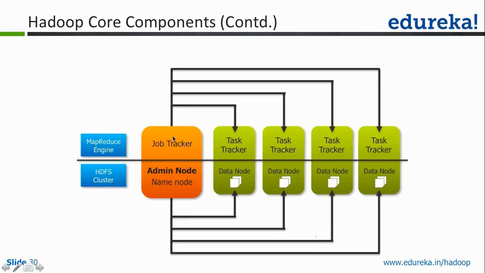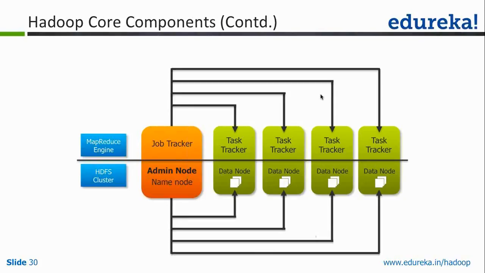Okay, so job tracker is associated with the admin node, and the task tracker is associated with the data node. Is that clear to everyone? Just remember this much: it is a service which is running, something like a Windows service or a Unix daemon. Just remember these terms.